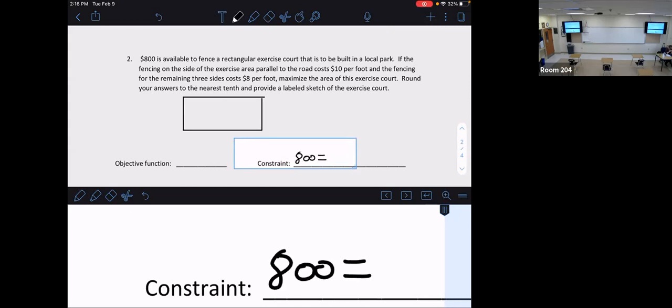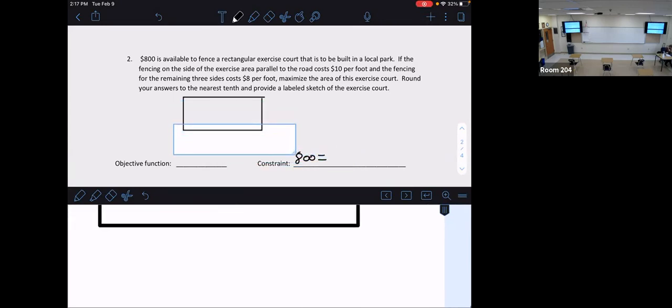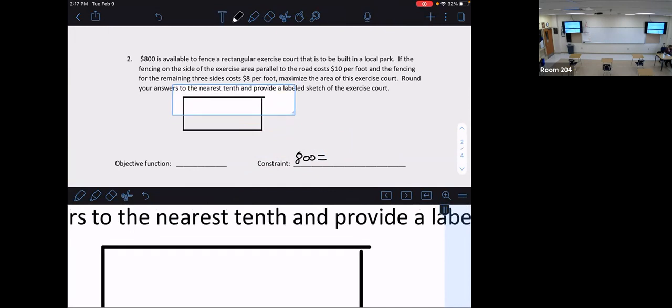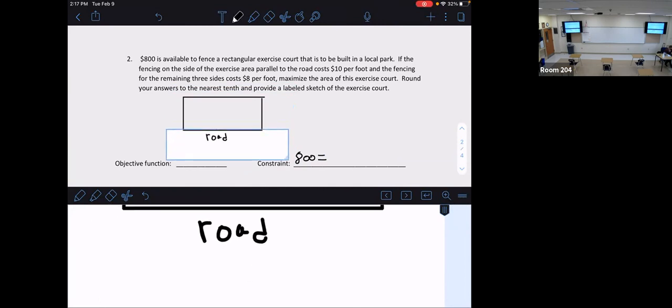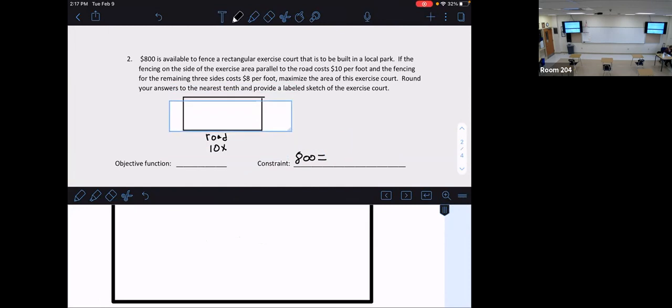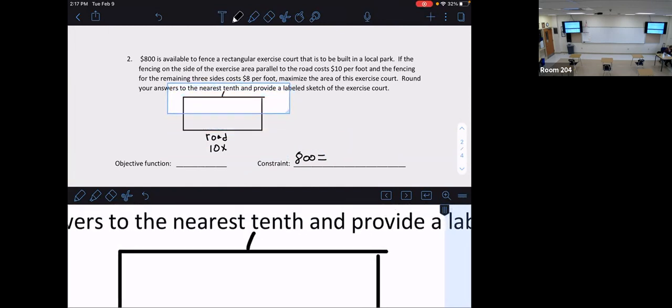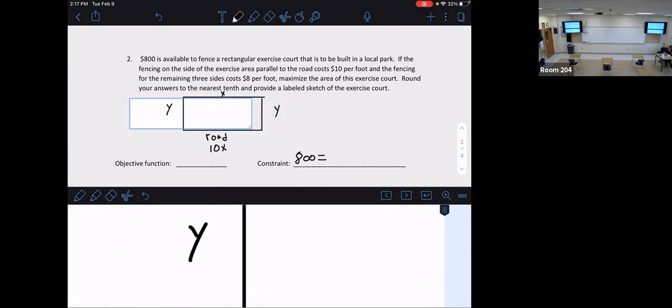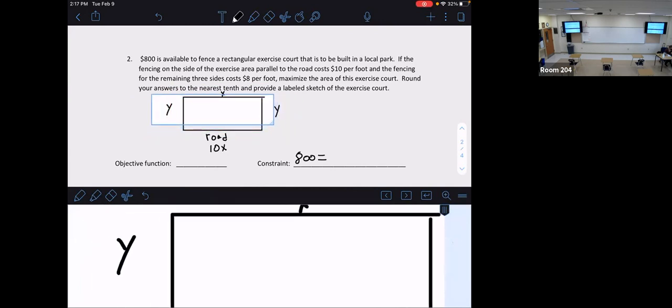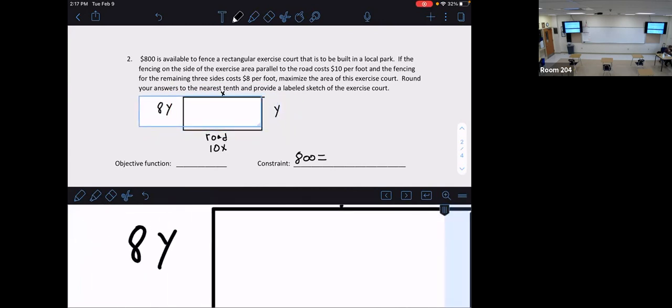Okay, so the next sentence says, if the fencing on the side of the exercise area parallel to the road costs $10 per foot, so what you want to do now is label one of the sections road. Good. And then you can put a 10 there. And why don't we make those the X's? Put an X there. We'll put an X on top, and put Y's the other two places. Fencing for the remaining three sides costs $8 per foot.